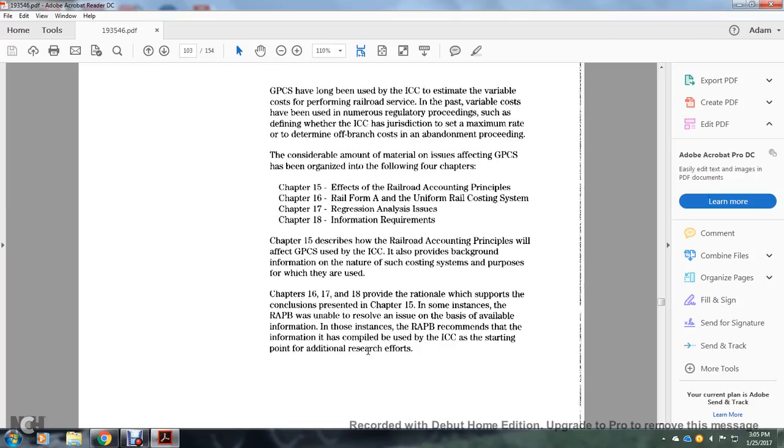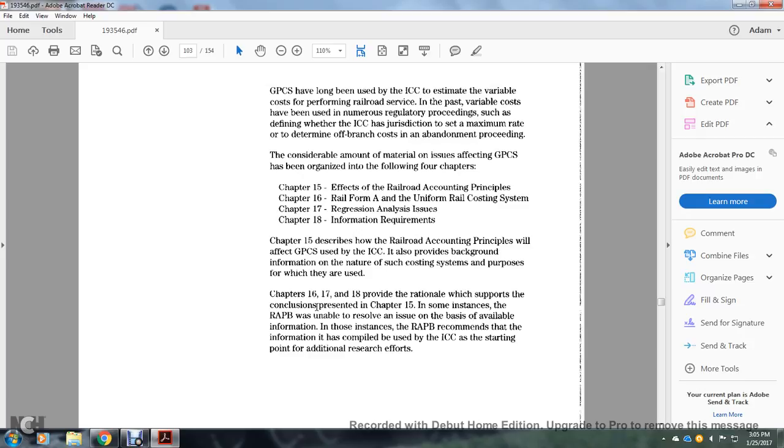Chapter 15 describes the railroad accounting principles after the general purpose costing system used by the Interstate Commerce Commission. It also provides background information on the nature of the sources for the cost system and the purposes for which they are used. Chapters 16, 17, and 18 provide the rationale which supports the conclusions presented in chapter 15.